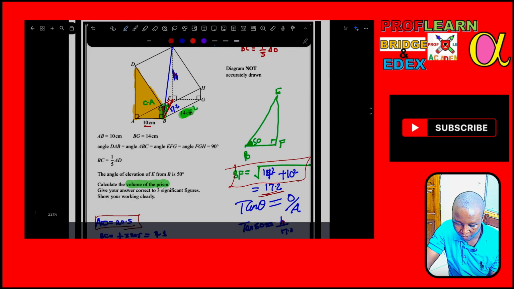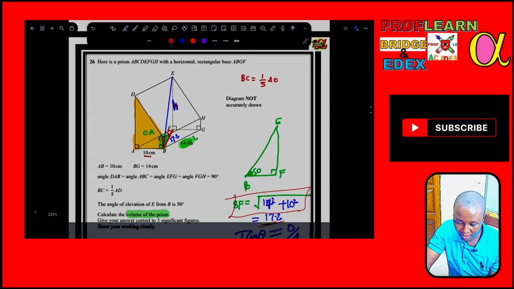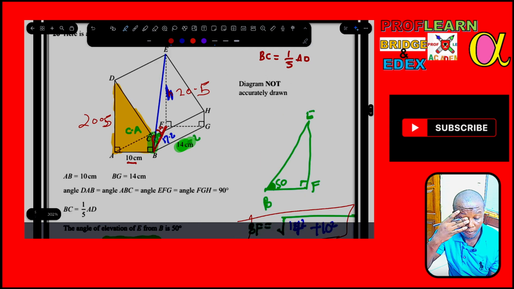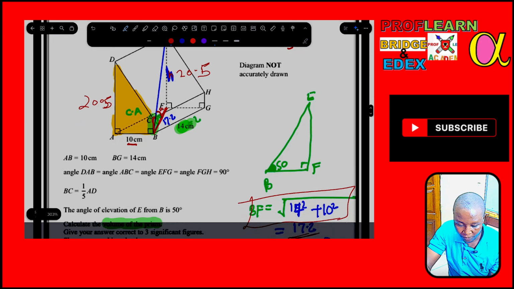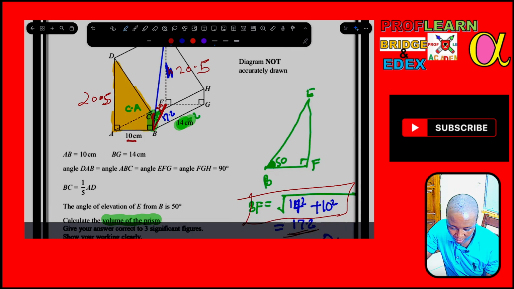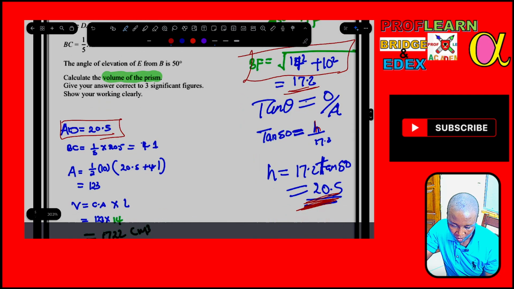If FE is 20.5, it also means that AD is going to be 20.5. Then from 20.5, which is our AD, we can get what BC is. So our BC is going to be 4.1.